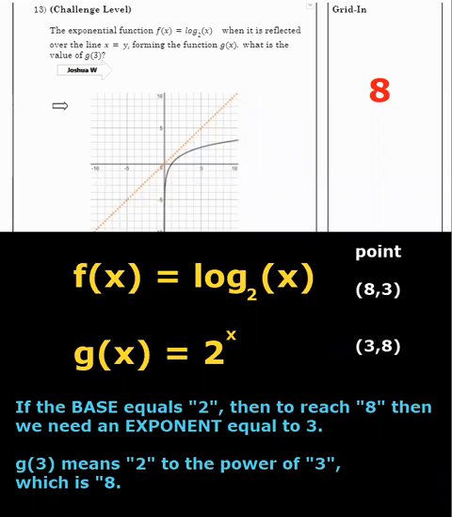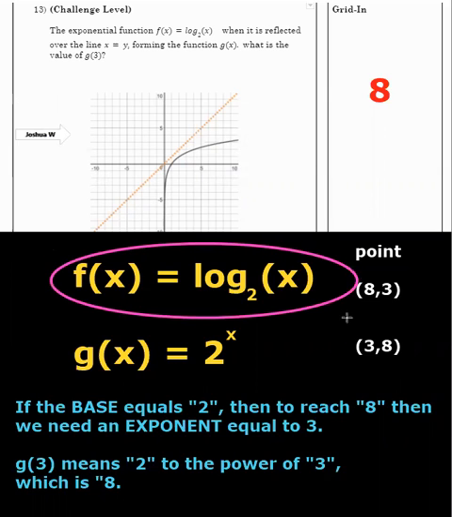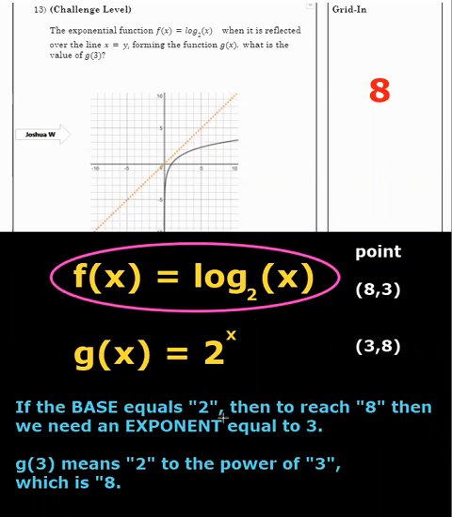Last one, question 13. Let the exponential function f of x equals log 2 to the x, when reflected over the line x equals y, forming the function g of x. What is the value of g of 3? Well, you have to know a little bit about logarithms as being the exponents that we're trying to find. So be careful when you read a log. This is f of log base 2 of x, which means that the bottom of the exponent is 2, but we want to figure out what exponent we need to reach, say, 8.